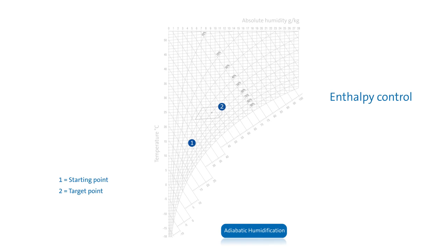Enthalpy control is better suited for this process. In enthalpy control, the air is heated to the temperature of humidification enthalpy. Adiabatic humidification is then used to guide the air exactly to the target point.